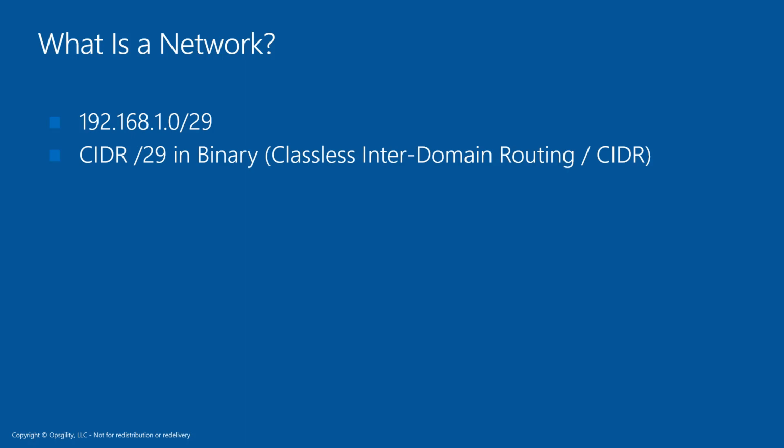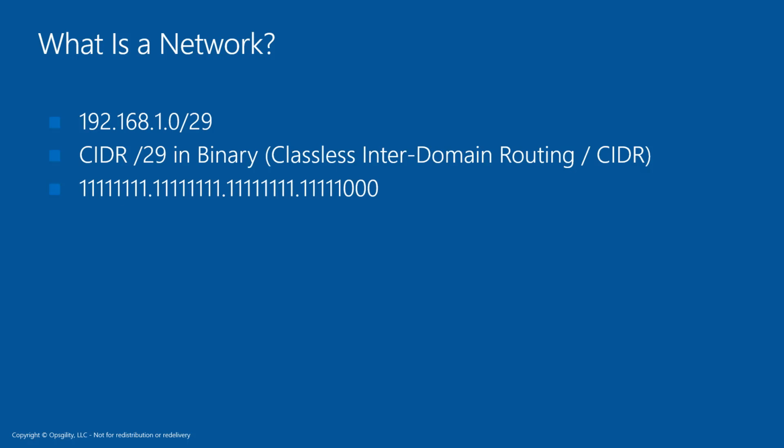So our first network is 192.168.1.0 and it's a /29. What does that /29 mean? Well, it refers to classless interdomain routing, and we talk about it a lot as CIDR. CIDR just makes it easier for us to refer to what you see here, which is a subnet mask. And in this case, it's a /29 subnet mask. So if you see a slash and a number after it, all it's referring to is the subnet mask.